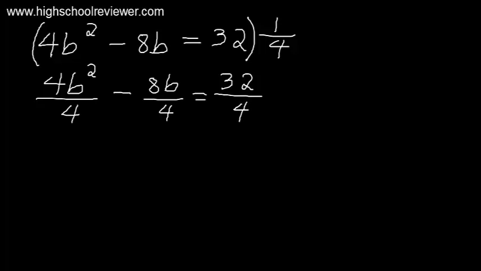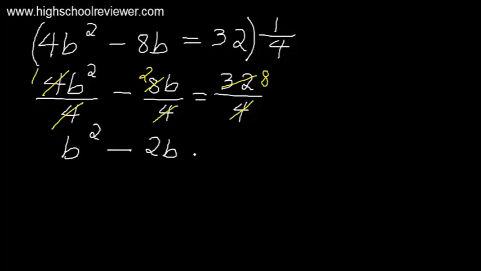So 4 divided by 4, we can cancel this out. This is equal to 1. And 8 divided by 4, this will be equal to positive 2. 32 divided by 4 is 8. Okay. So 1 multiplied by b squared is b squared, minus 2 times b, that is 2b, and this will be equal to positive 8. Okay, we can now complete the square.